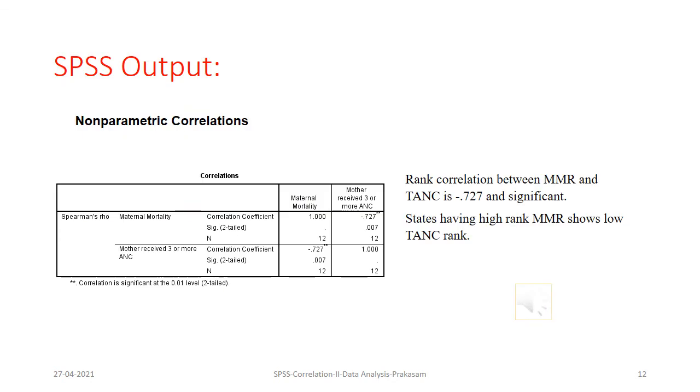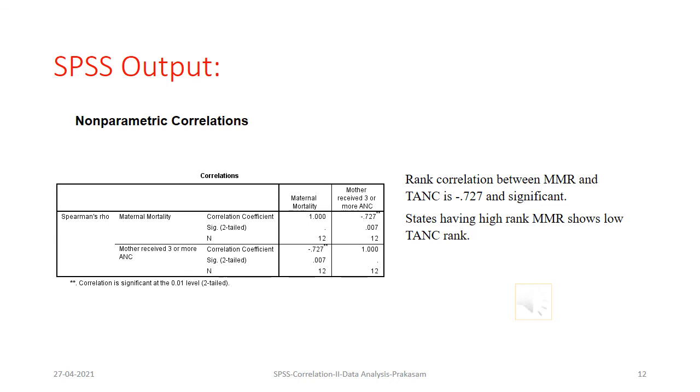Here you can see the SPSS output for the Spearman rank correlation, but it will give a heading of Nonparametric Correlations because it has calculated using the ranks for the selected variables, from the highest to the lowest or lowest to the highest according to your decision. Rank correlation between MMR and TANC is minus 0.727 and it is significant, as given in the SPSS output on the left side.